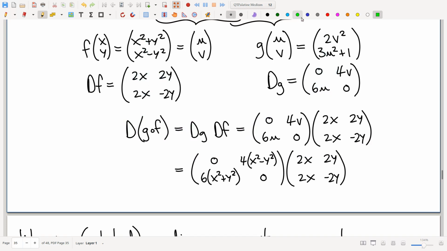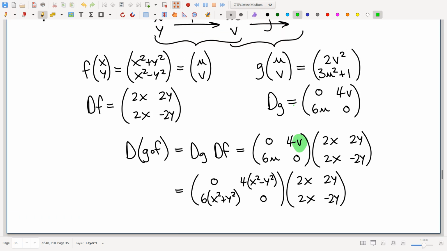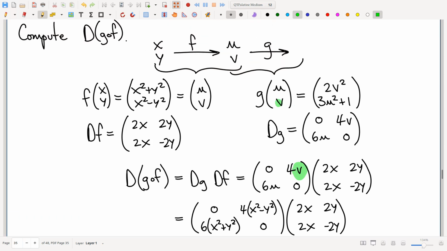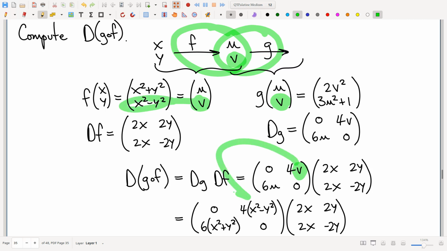And so in particular, let's see here, I've got, in my answer here, I've got a V right there. Oh gosh, what am I going to do with that V? Well, V, it says right here, V is my second input from the G function. That means it is the second output from the F function. That means that V is x squared minus y squared. And so I plug that in. Does that make sense to everybody?